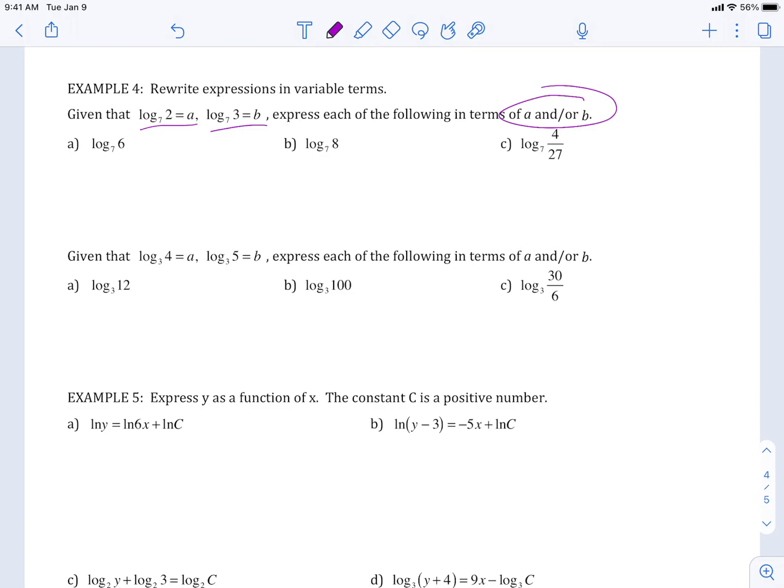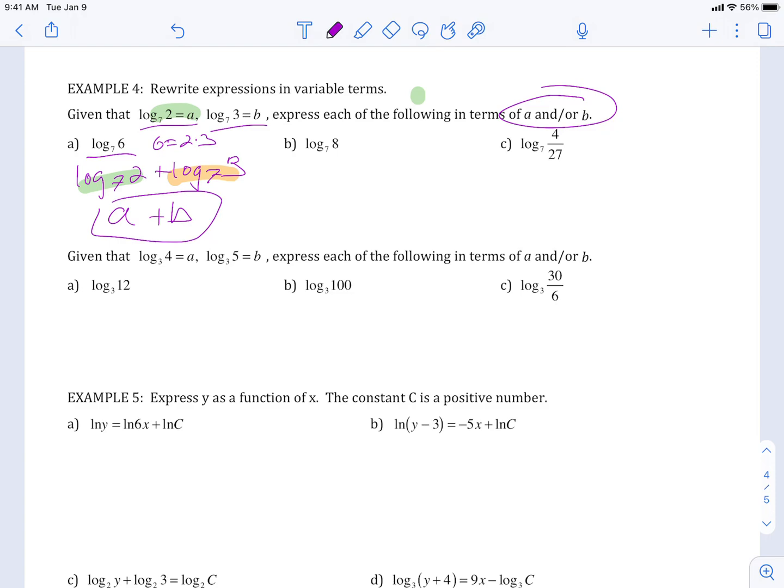So it's not always easy to decipher when you look at it at first, but look at it, for example, this one. I know that 6 is a product of 2 times 3, so I can rewrite this as log base 7 of 2 plus log base 7 of 3, because 6 is equal to 2 times 3. And now look at this. Here's your A, here's your B, so the answer is just A plus B.